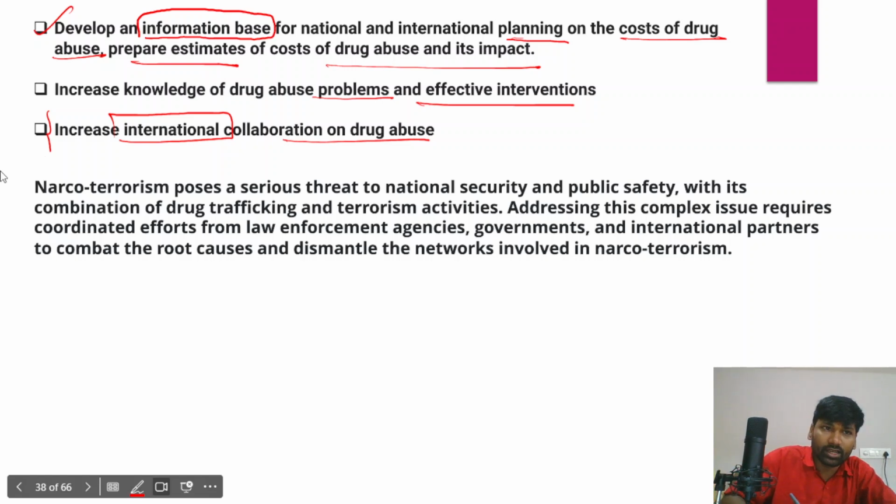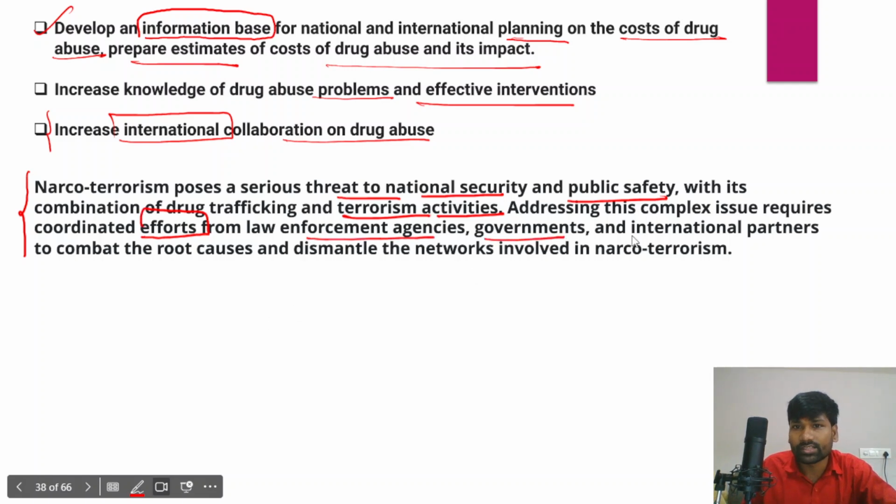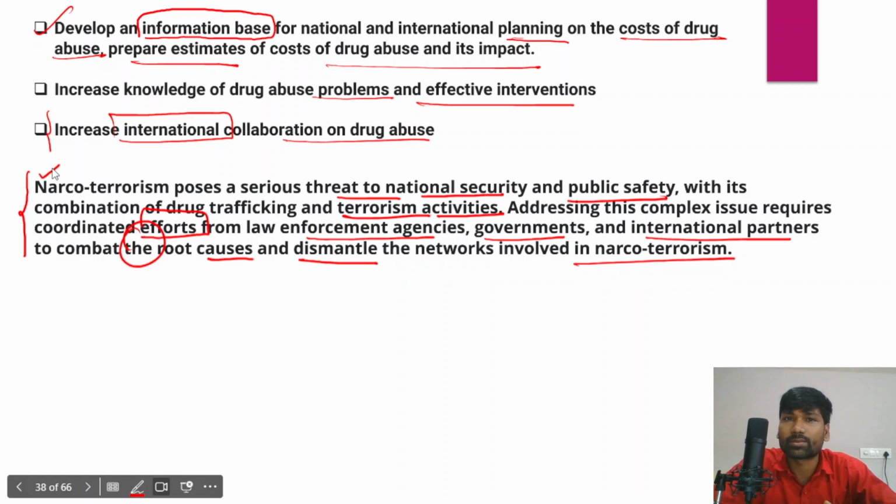So ultimately, in the conclusion, what you have to write: we all know that narco terrorism poses a serious threat to national security, and it also poses a threat to public safety. And in fact, with the combination of drug trafficking and terrorism activities, addressing this complex issue requires coordinated efforts from law enforcement agencies, governments and even international partners to combat the root causes and dismantle the networks involved in narco terrorism. So this is a very important thing in order to counter narco terrorism in a much more effective and efficient manner, right?